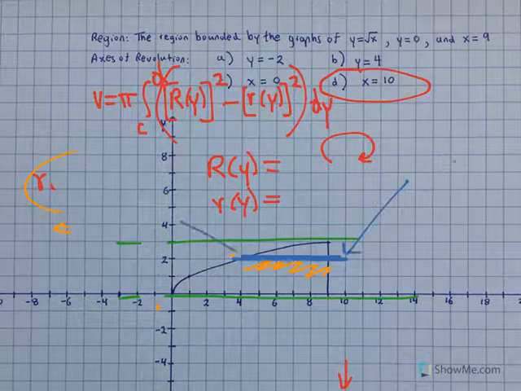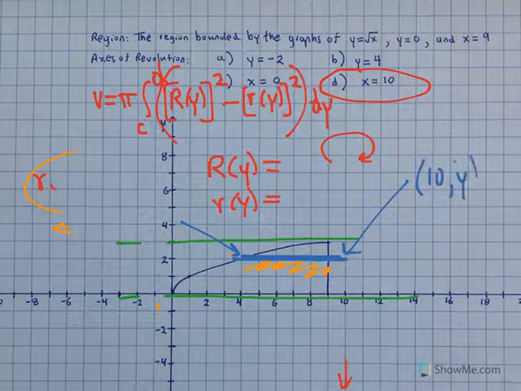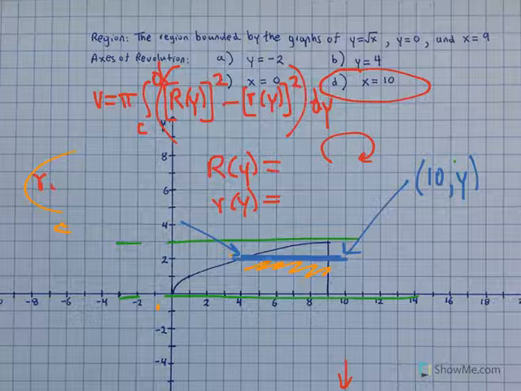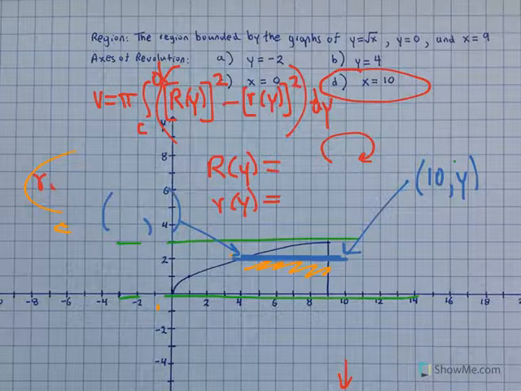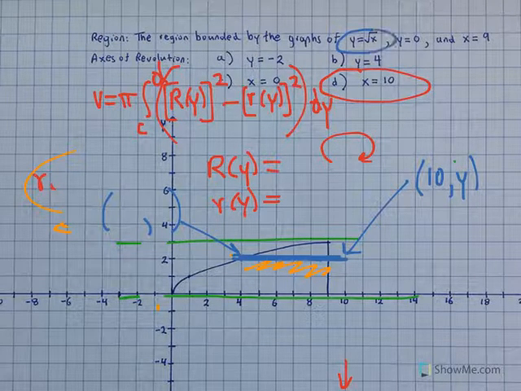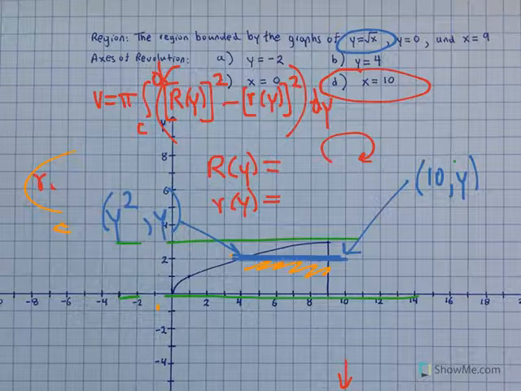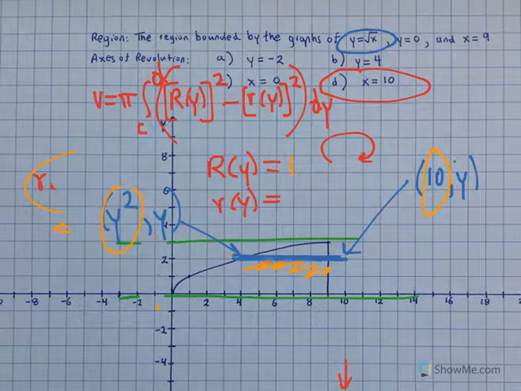Now we're going to label the endpoints. The right endpoint is on the graph of x is equal to 10, so x is 10, and y is variable. It can go from 0 to 3. The left endpoint: the x coordinate will be given by the graph of y is equal to square root of x, which is x is equal to y squared, and the y coordinate is variable. So when you do right minus left of the x coordinates, you get 10 minus y squared for uppercase R of y.